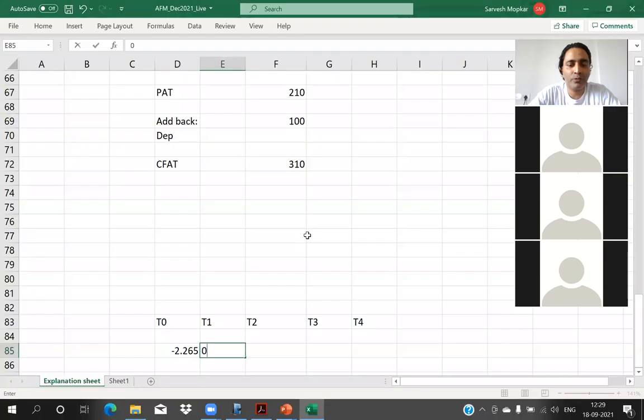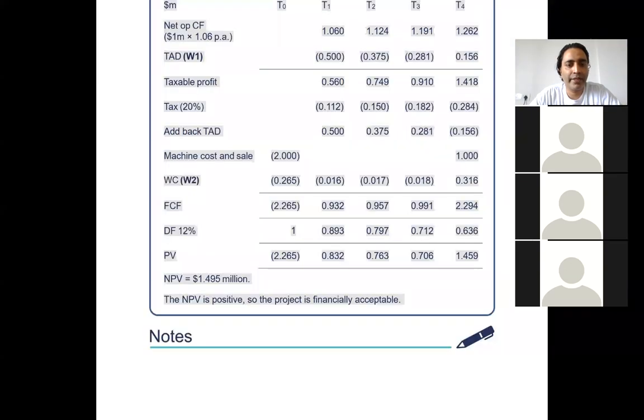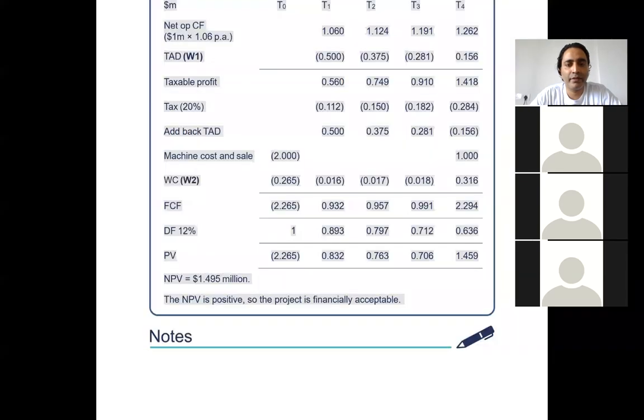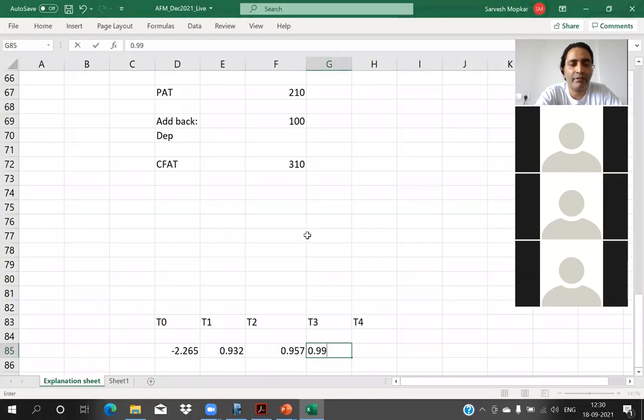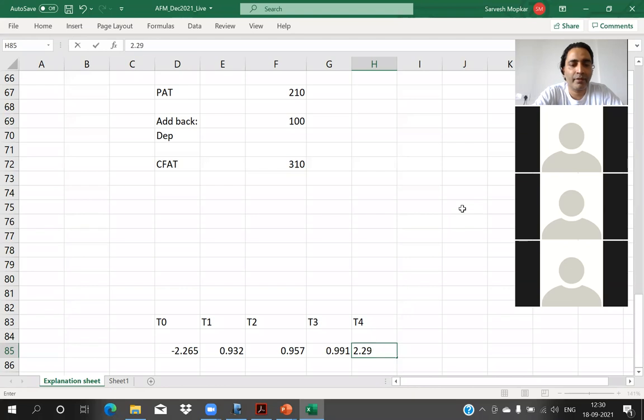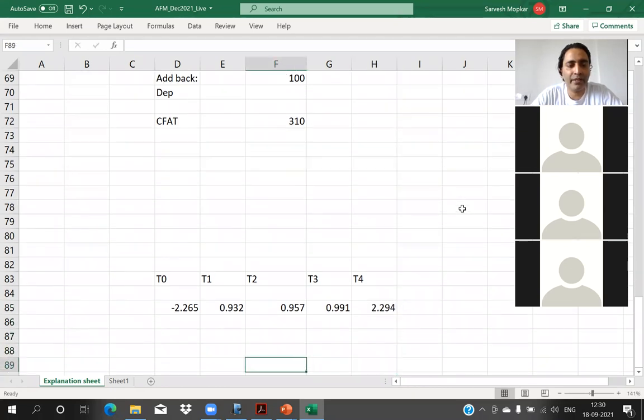T1 0.932, T2 0.957, 0.991, and 2.294. Okay, we have to calculate NPV.